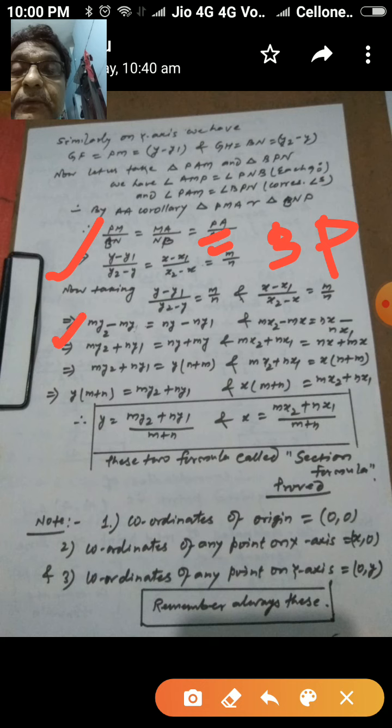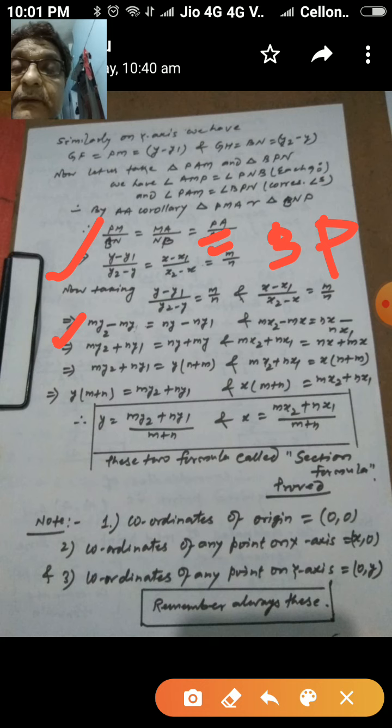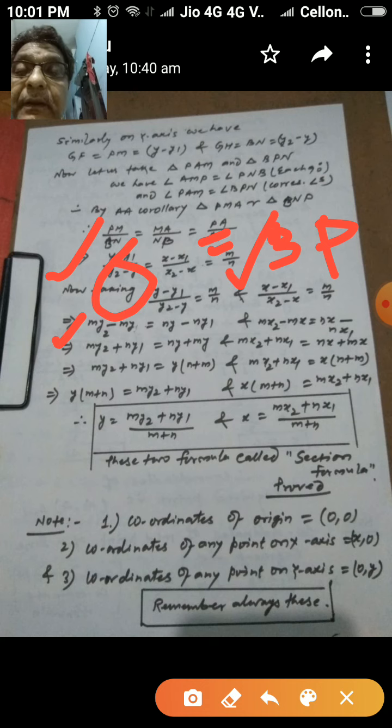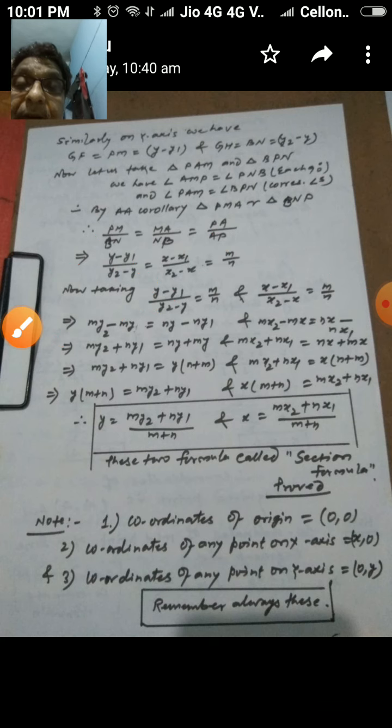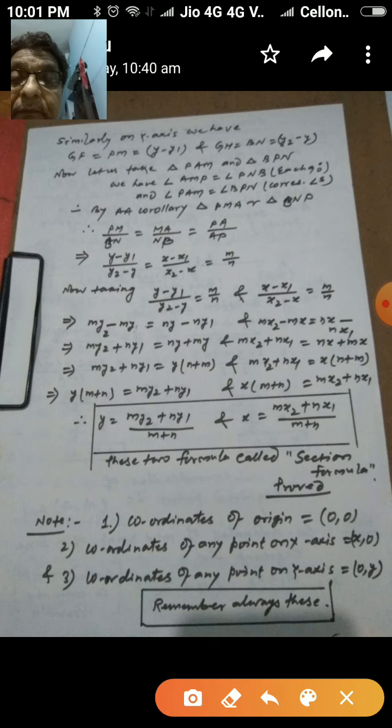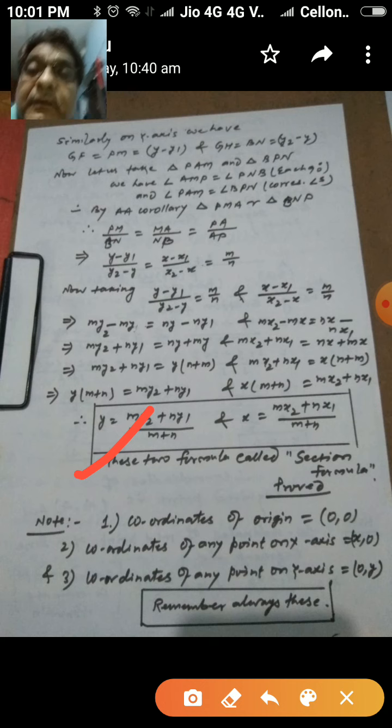Now what we do, we will take two pairs: the y term with this m by n as one pair, and the x term with m by n as another pair. By taking these two pairs equal and simplifying, we finally have the relations y equal to my2 plus ny1 by m plus n and x equal to mx2 plus nx1 by m plus n. So these two formulae are known as section formula.